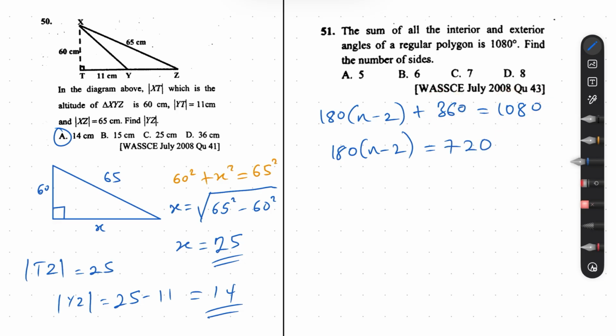Okay, so if you divide both sides by 180, what do you have? n minus 2 is equal to 4. Finally, you have n equal to 6. Cool. Which is B.